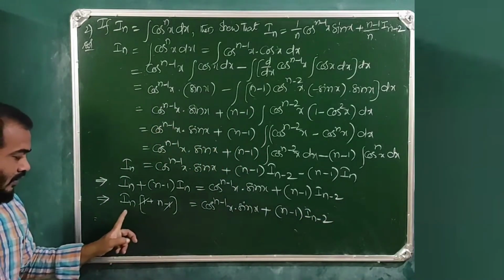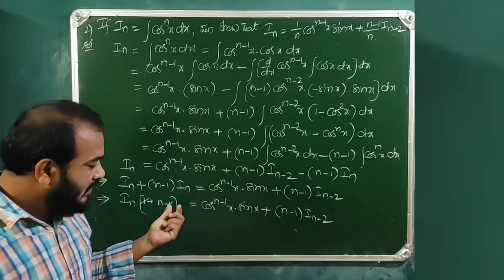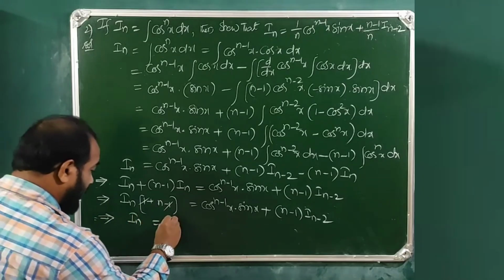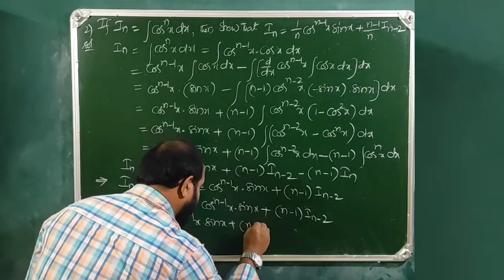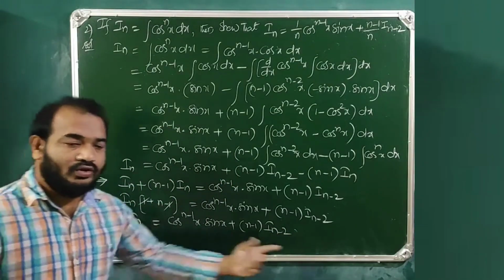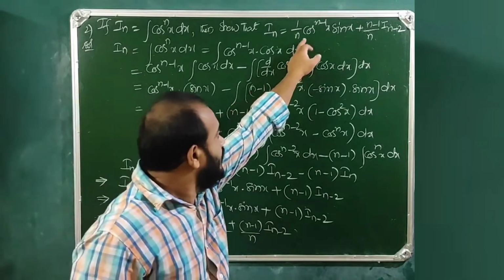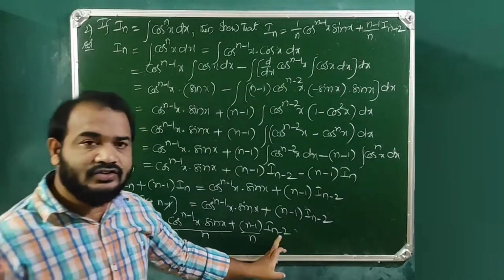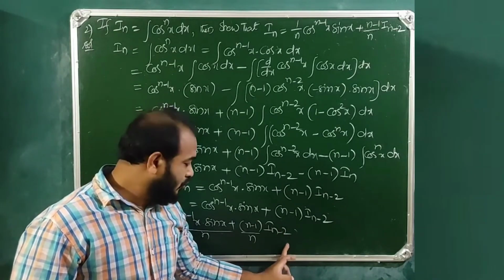So here n is multiplying. If you transpose to that side, this n is dividing. Therefore In equals cos^(n-1)x sin x plus (n-1) I(n-2). Since n is multiplying here, it would be dividing both of them: by n, by n. So which we need to prove: cos^(n-1)x sin x by n plus (n-1) by n into I(n-2), where n is an integer greater than or equal to 2, a positive integer.